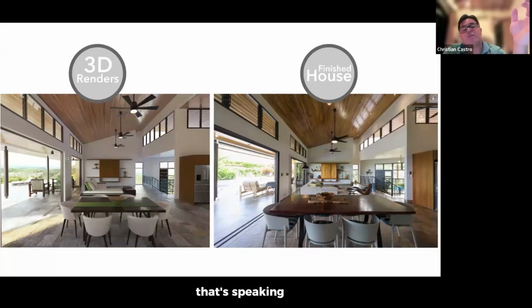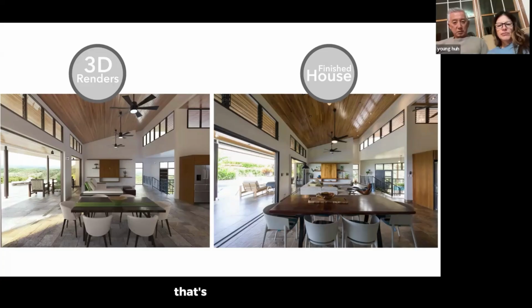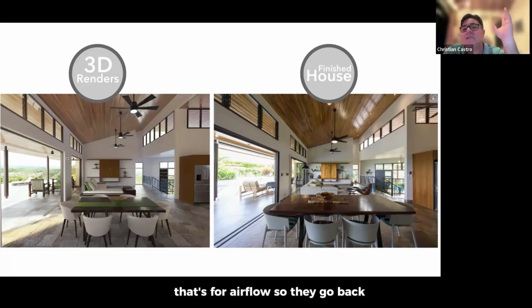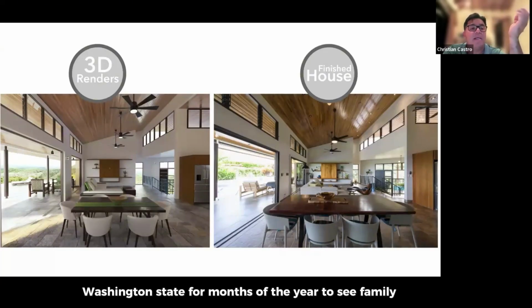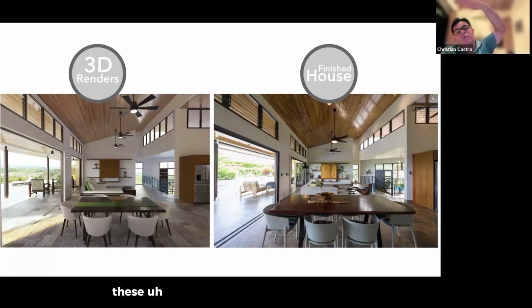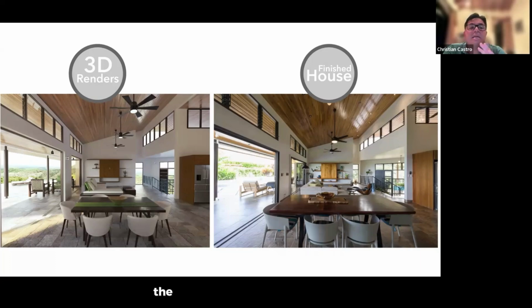Speaking of airflow, before I forget, if you look at both images, on top of the sliding doors, we have these jalousie windows. You see the clerestory windows at the top? Yes. That's for airflow. Linda and David, the owners of this house, go to Washington State for months of the year to see family. And these windows remain open so the house breathes. It takes all the hot air and makes the inside of the house super cool.